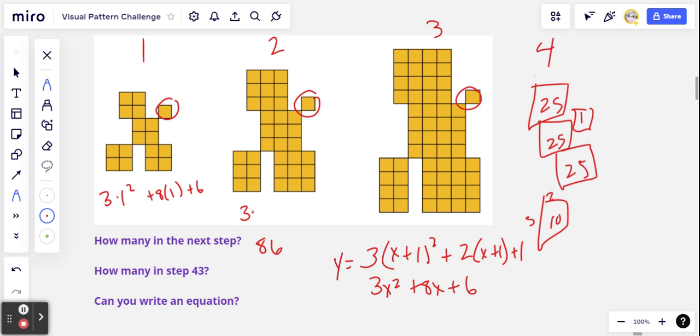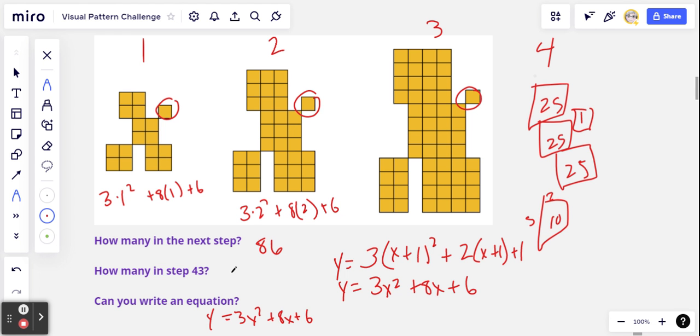Let's just try one more. So 3 times 2 squared plus 8 times 2 plus 6. So that would be 12 plus 16 plus 6. So 34, it looks like. And what have we got? 27, 28, 29, 30, 31, 32, 33, 34. Yeah, so this equation seems to be working out. So I'm pretty happy with y equals 3x squared plus 8x plus 6.